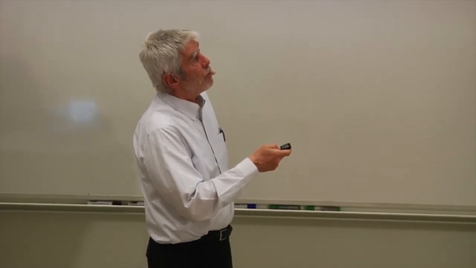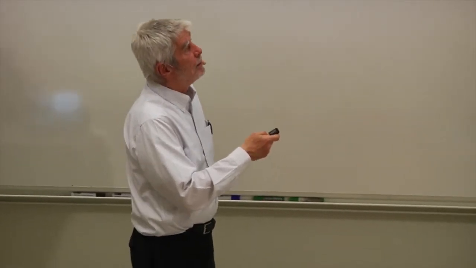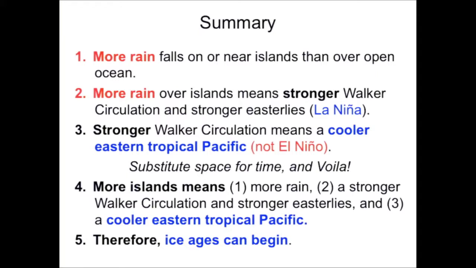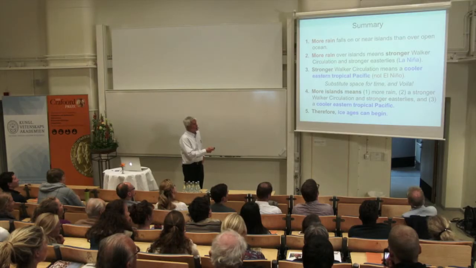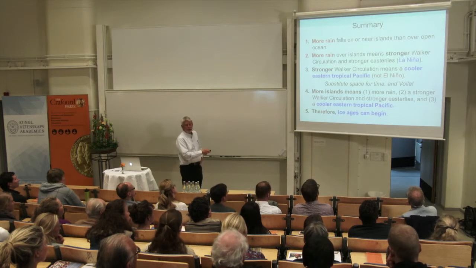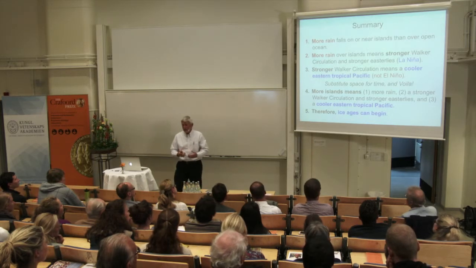And then just to take you through this logic, more rain falls on and near islands than over open ocean. More rain over islands means a stronger Walker circulation, stronger easterly winds in the Pacific, a La Nina-like state. A stronger Walker circulation means a cooler eastern tropical Pacific, which is not El Nino. So we do what geologists do all the time. We substitute space for time. So more islands means more rain, stronger Walker circulation, stronger easterlies, and a cooler eastern tropical Pacific, and this is what allows ice ages to begin.